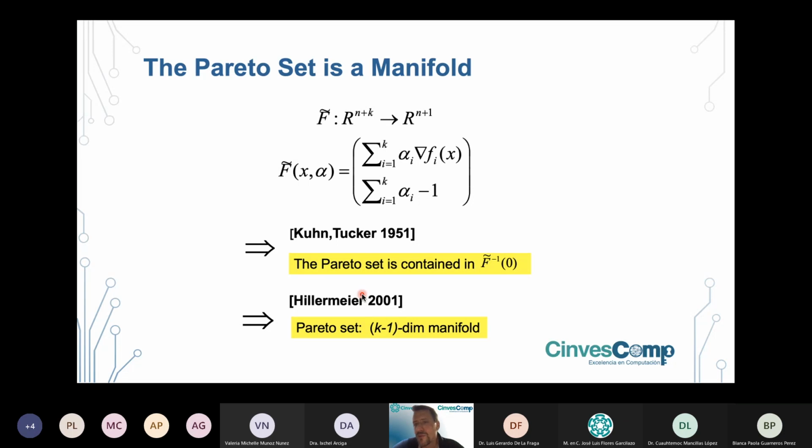Necesitamos unos cálculos, elementos de cálculos para eso, pero no es tan importante. Solo me creen que si tienes k objetivos, el conjunto de soluciones tiene dimensión k-1, que tiene mucho impacto.